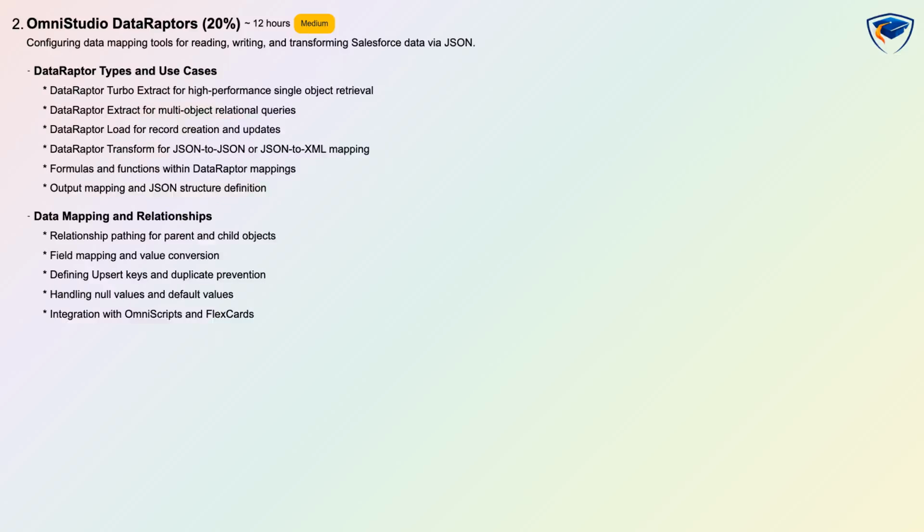You will study Data Raptor Turbo Extract for high-performance single-object retrieval, Data Raptor Extract for multi-object relational queries, Data Raptor Load for creates and updates, Data Raptor Transform for JSON mapping, formulas and functions within mappings, output mapping and JSON structure definition, relationship pathing, field mapping and value conversion, upsert key configuration, null and default handling, and how to integrate Data Raptors with OmniScripts and FlexCards.